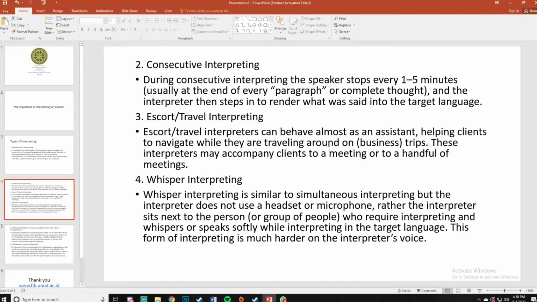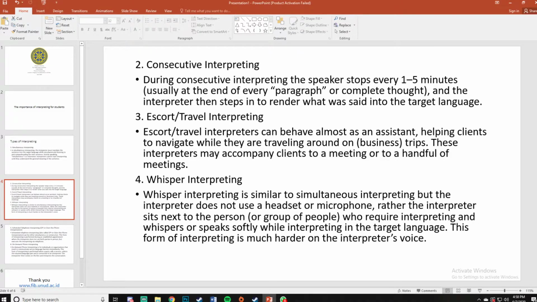The next one is consecutive interpreting. During consecutive interpreting, the speaker stops every 1 to 5 minutes, usually at the end of every paragraph or complete thought, and the interpreter then steps in to render what was said into the target language.